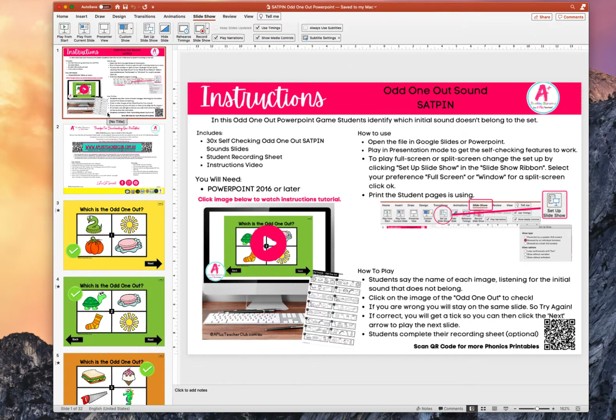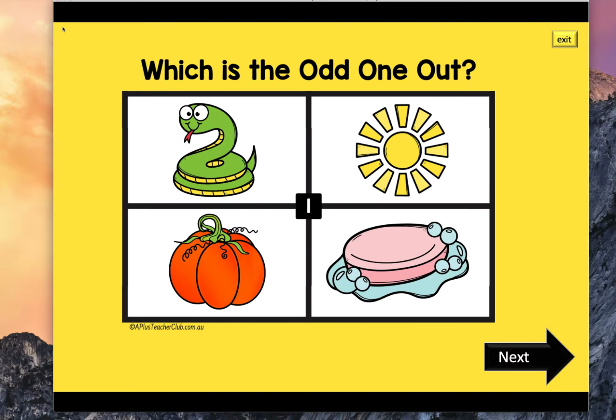To play the game, at the moment it's in edit mode, and edit mode actually shows the answers. You can see them in the side panel here, but you don't want the kids to see this because they're the answers. So to play it properly, you need to click play from start, and it'll go straight to the first slide for you, missing out, like I said, the instructions and the copyright.